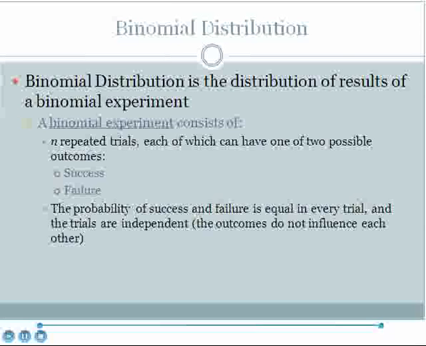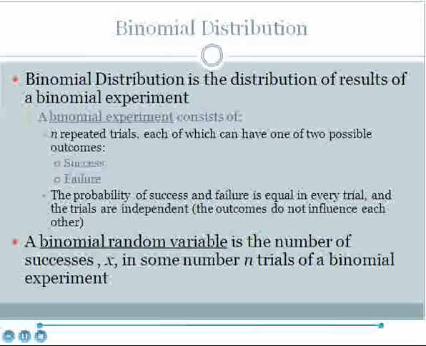A binomial experiment consists of n repeated trials, each of which can have one of two possible outcomes, success or failure. The probability of success and failure is equal in every trial, and the trials are independent. That is, the outcomes do not influence each other.